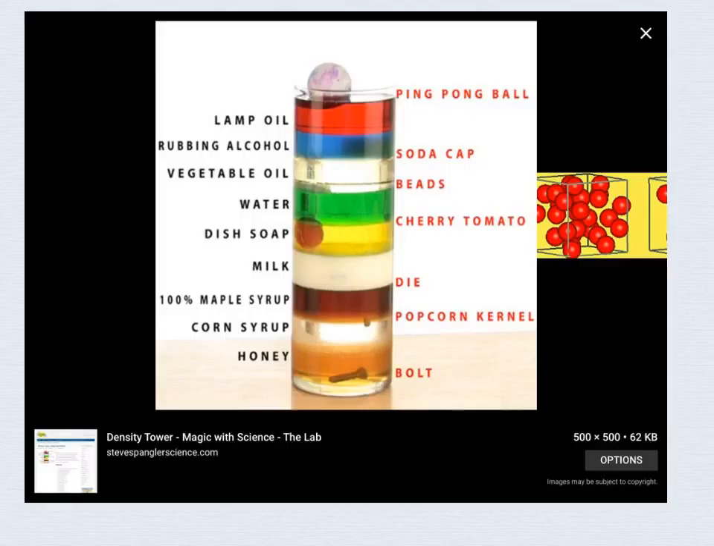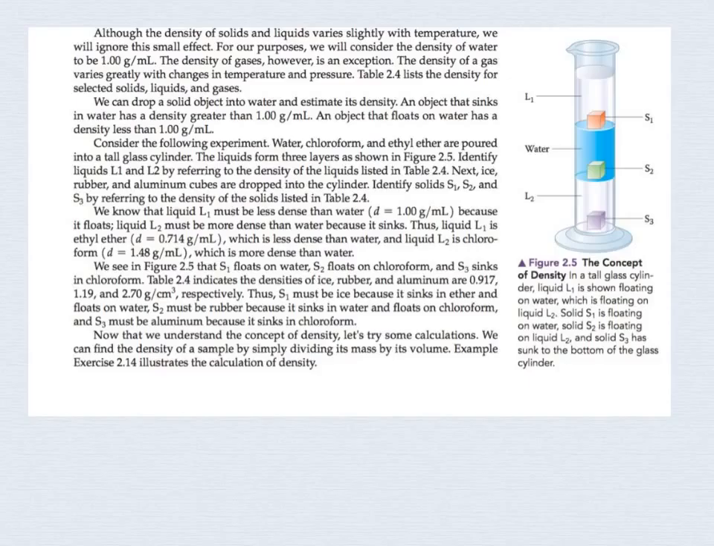The concept you have to take from this is that the heavier the object is, the farther down it's going to go, and the lighter it is, the closer to the top. So if you're given 4 substances and 4 different densities, the heaviest object will be at the bottom, and the lightest object will be at the top in terms of densities. And the same thing is shown in this last slide, which is from your textbook.